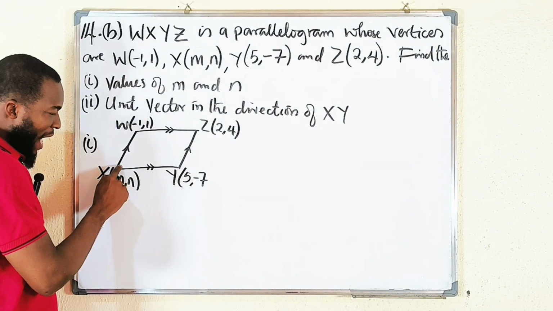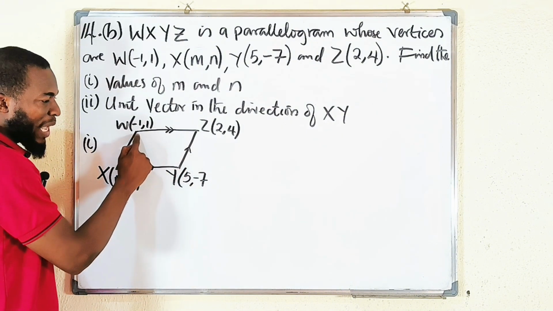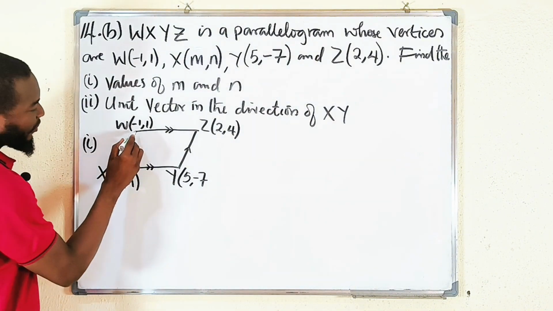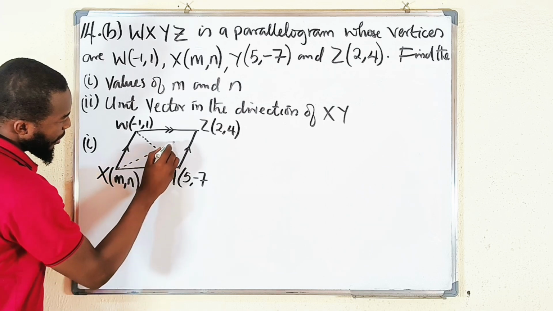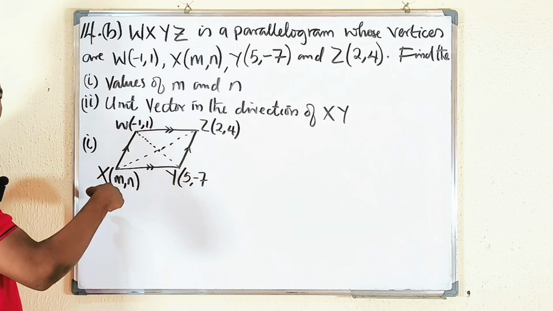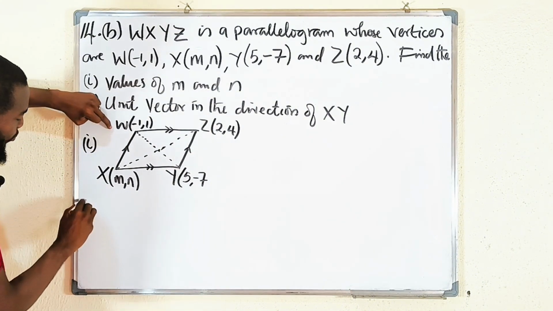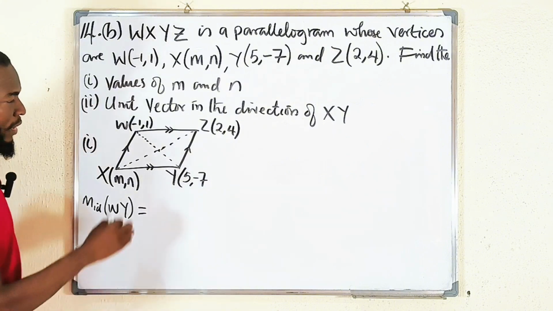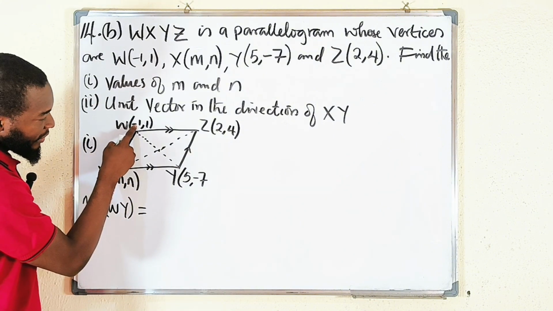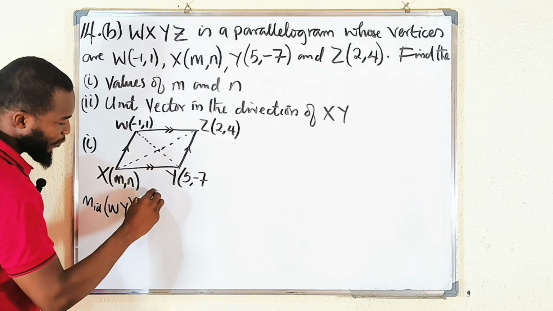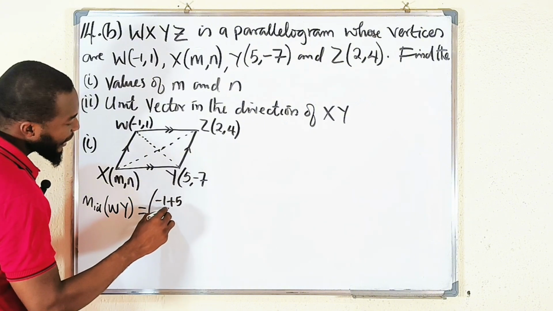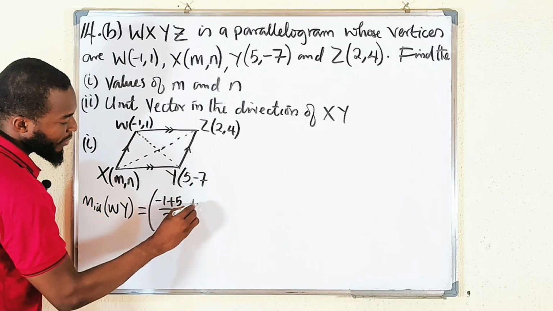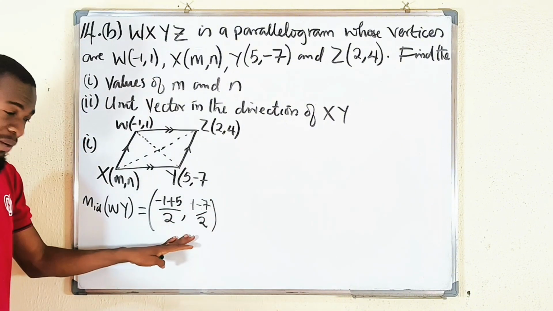I know that we can have a midpoint from X to Z or W to Y, and their midpoints must be the same. So how can we find the midpoint? This is what I mean by midpoint. You see, this point of intersection between the two diagonals must be the same. All right, let me start with the midpoint of WY. Let's add the x components together, negative 1 plus 5. You should divide that by 2, comma, 1 plus negative 7, or simply 1 minus 7. Also divide by 2.